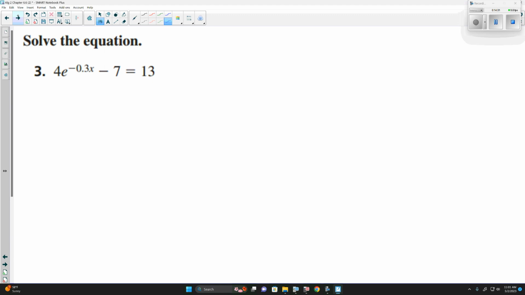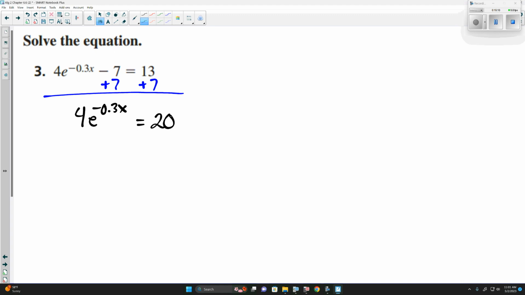Now, this one here, this time we have a base of e, yes? Now, since we have a base of e, the first thing we want to do is get it by itself. Up to this point, the number that had a variable in the exponent was already by itself. Here, we're going to need to get it by itself first. And the first thing we can do is add 7 to both sides, which will tell us that 4e to the negative 0.3x is equal to 20.